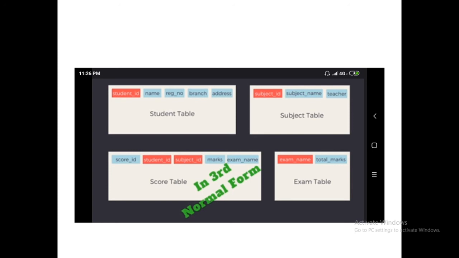Hope all the students got a clear idea about the normal forms, that is first normal form, second normal form and the third normal form.